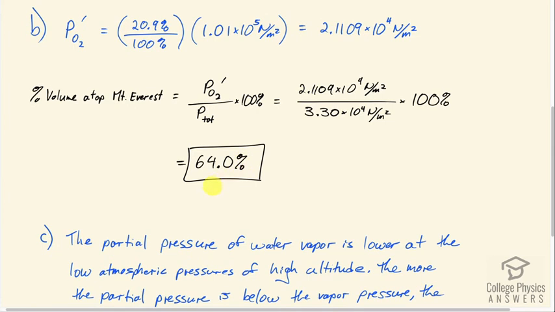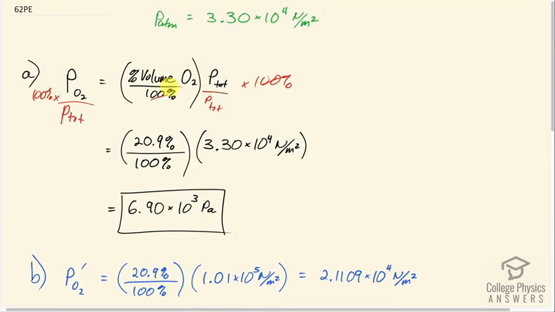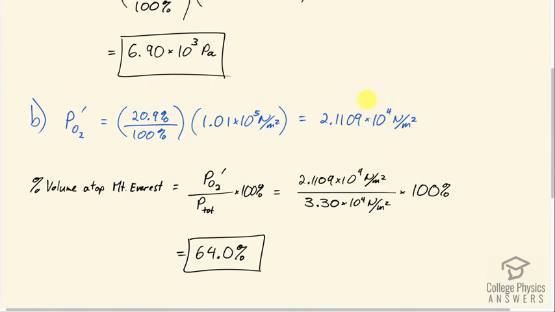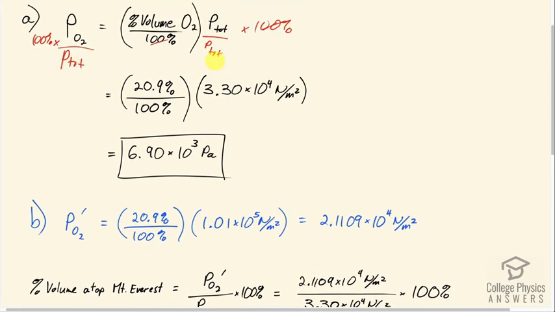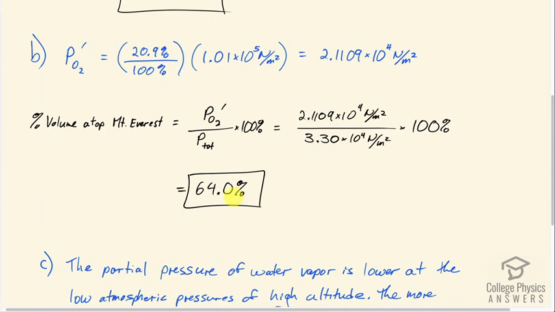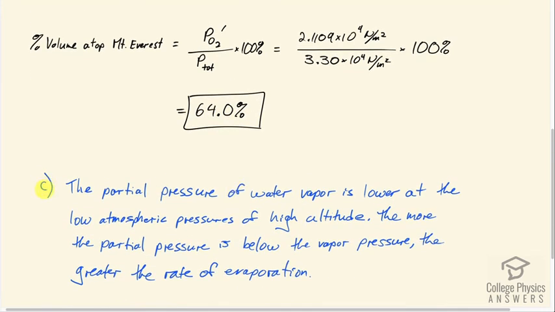So if the oxygen made up 64% of all the air on the top of Mount Everest, then at that lower atmospheric pressure there, you would still get the same partial pressure of 2.1 times 10 to the 4 on the top of Mount Everest as you do at sea level. This is why mountain climbers on top of Mount Everest carry oxygen bottles, because they need to increase the percentage of the oxygen in the air that they're breathing. And if they increase it up to 64%, then they're getting the same oxygen level as they would get at sea level.